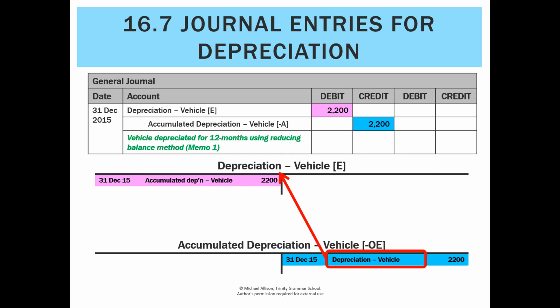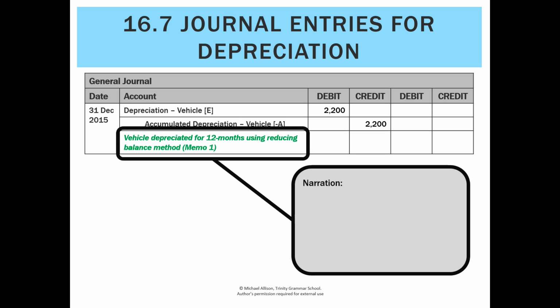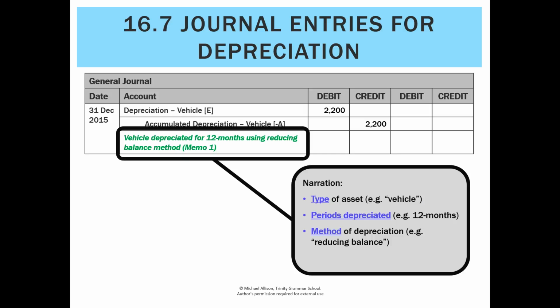So just matching up our references. Just without a narration, if we ever get asked, we want to give as much detail as we can. So the type of asset, so it's a vehicle, how long it's depreciated for, did we own the asset for the whole year, or maybe it was just 6 months, 8 months, 10 months. So in this case we've said 12. The method that we've used, so we've used reducing balance here, and then most importantly we need that memo number.